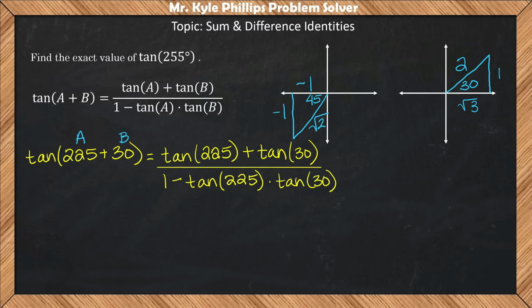So now evaluating at 225 is going to be much easier because with right triangles, tangent is just the opposite leg divided by the adjacent leg. So tangent of 225 is going to be -1 divided by -1. So here we have +1 plus tangent of 30. So if I come up here, tangent is opposite over the adjacent. So this is going to be 1 over the square root of 3.